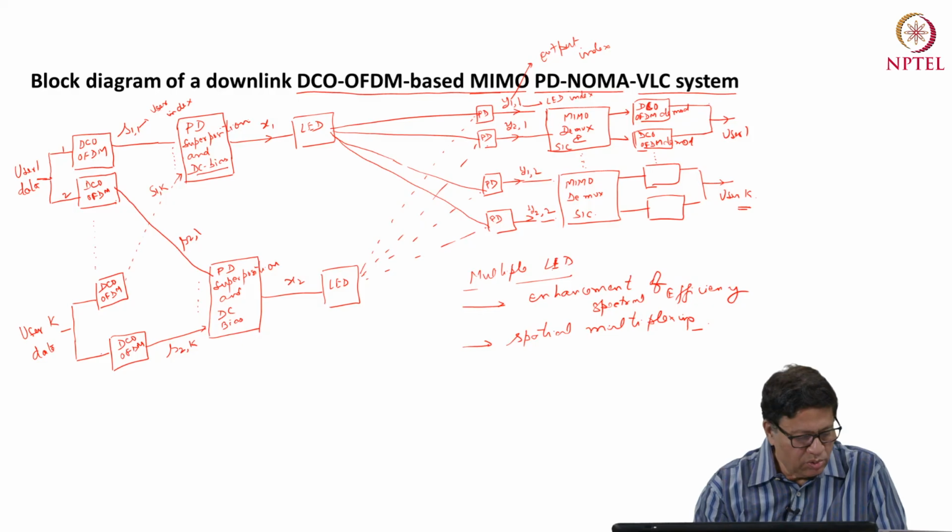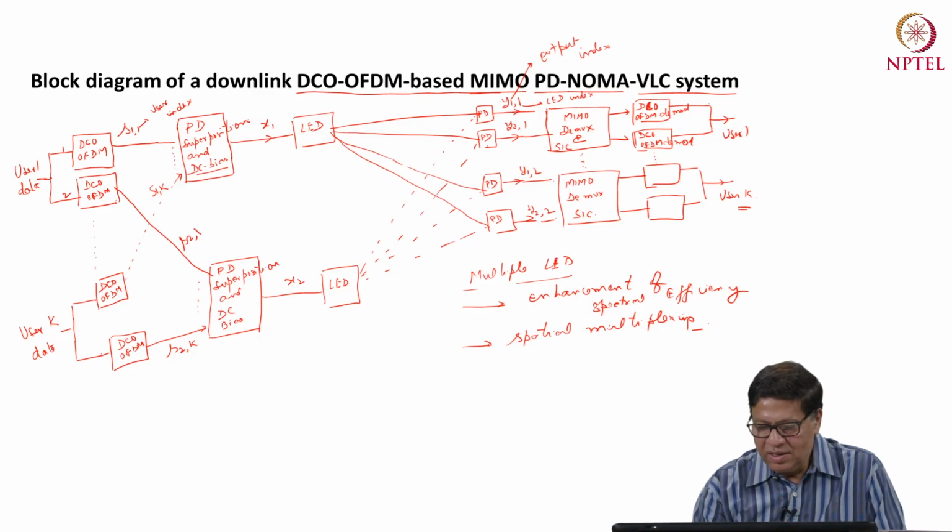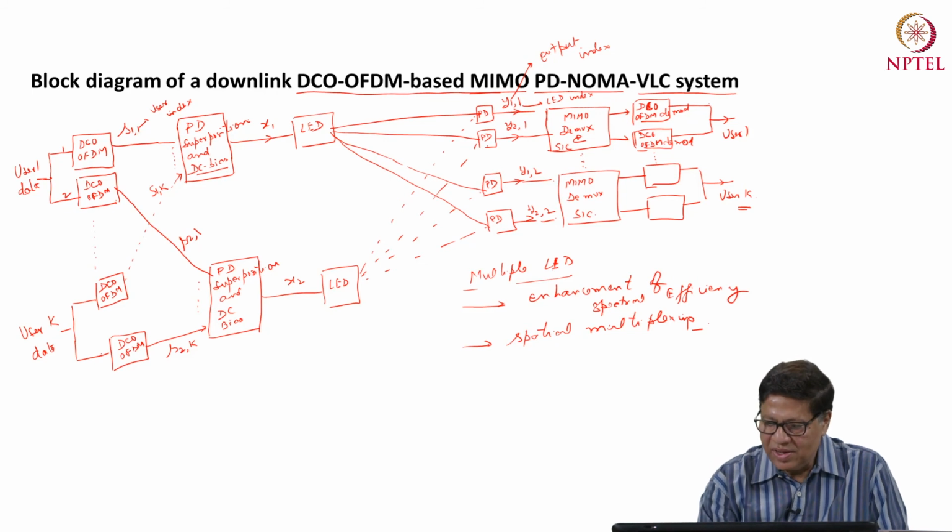by splitting into two groups, and each group is served by a specific LED. So basically you get multiplexing gain as well as improvement in the spectral efficiency by using MIMO power domain NOMA, and we have used this optical wireless channel.